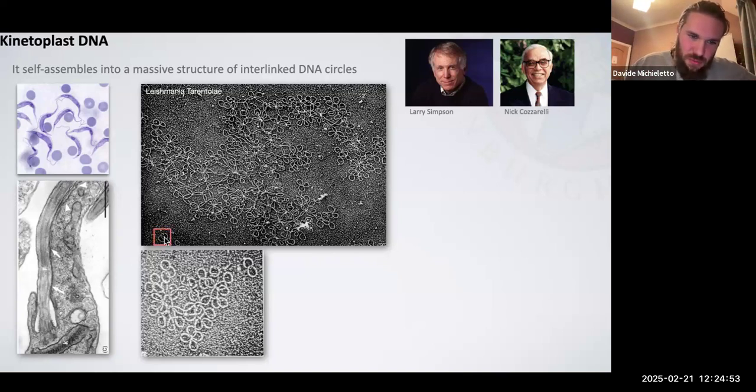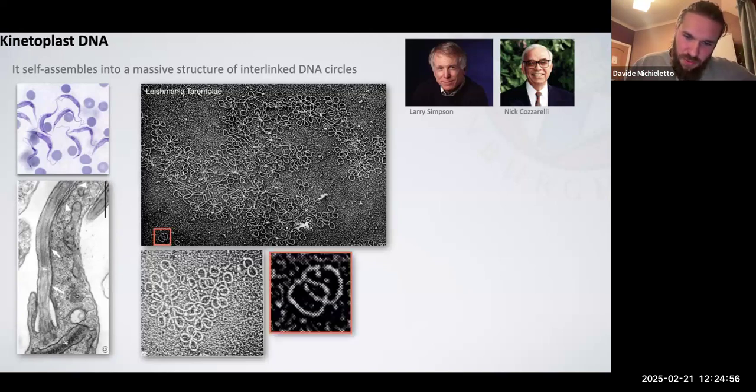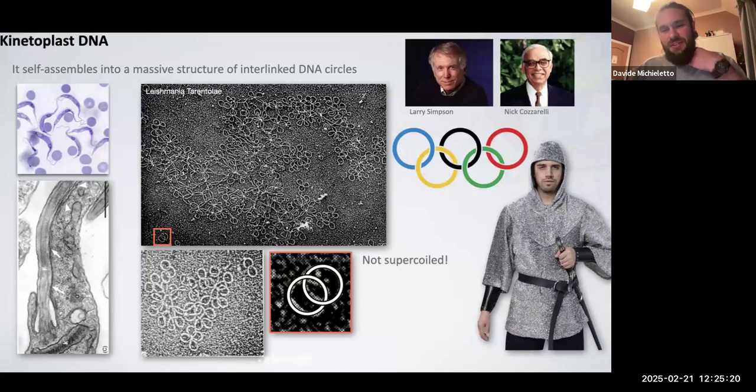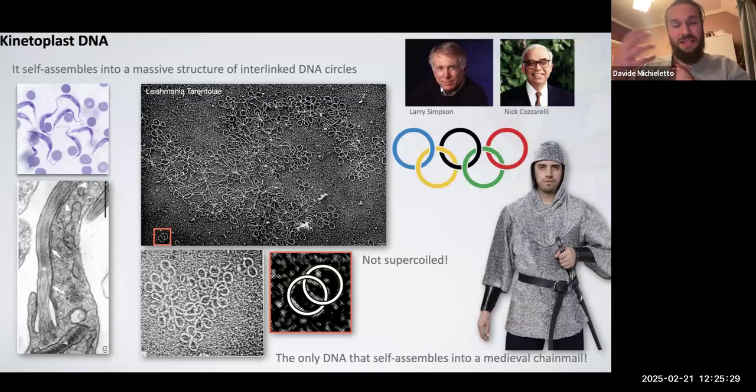And if I zoom in on this one, what you can see is that these rings are also linked. If you imagine the whole structure, these are just two rings, because they were broken from the network during the extraction. But if you think about the whole structure, it's a massive structure that people have called an Olympic network, or also a medieval chainmail. This is the only genome that we know of that self-assembles into a medieval chainmail. There are a lot of people asking what the evolutionary benefit of doing so is, and this is still ongoing research.